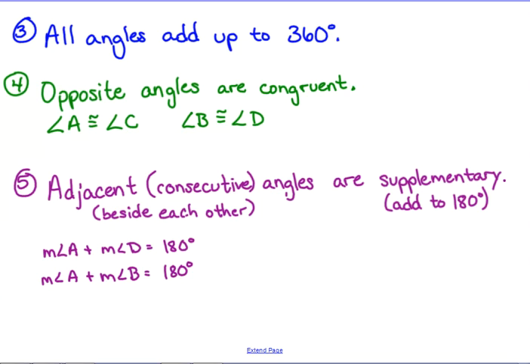So it means you're going to plug in a number there. If you just have angle A, that's just representing that angle in the parallelogram. It's not talking about its measure. Similarly, we've got the measure of angle B plus the measure of angle C. We can add B and C, and we can also add C and D. So adjacent or consecutive angles are supplementary.